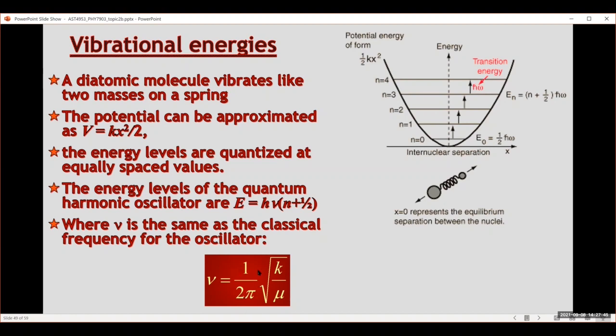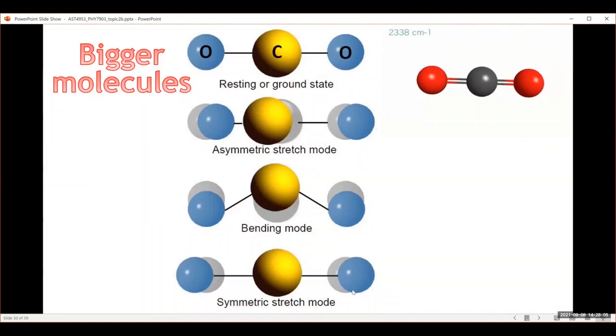Here we have an equation for what nu can be in terms of a classical oscillator, where this is the spring constant and this is the reduced mass, but we then apply this and say the energy is equal to h nu times (n + 1/2). There are different ways that the vibrations can happen. Here you can see a carbon dioxide molecule, and in this case, you get more complicated wiggling.